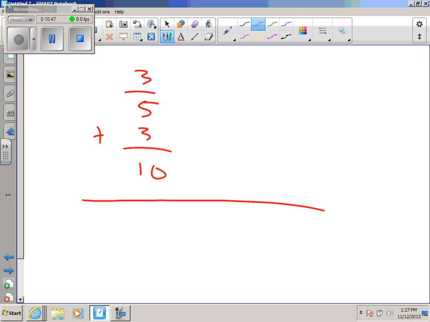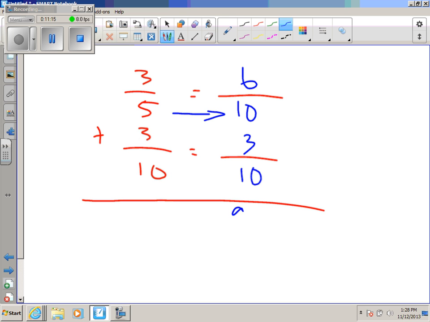So the crash course on that: I've got a 5 and a 10. Which one am I going to focus on to make sure I get the same denominator, the larger one or the smaller one? If I use the larger one, I'll ask myself, does that larger one also work for the smaller one? Yeah, it's also a multiple. So 5 times 2 is 10. 3 times 2 is 6. That stays the same. Add them up. 9/10.